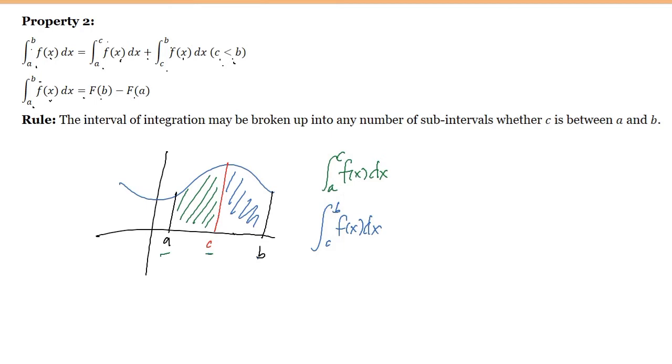So in short, the area between a to b, which is the integral of f of x dx from a to b, is just equal to the sum of the area between a to c and the area between c to b.